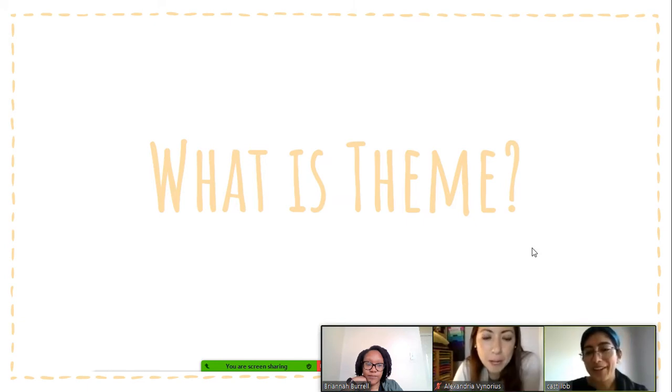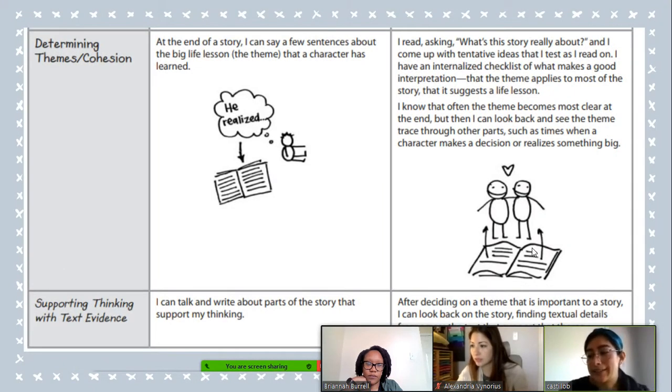Okay, now we're going to focus on theme. Theme is a very important skill that students will be doing during this unit. So in order to help our students, you can use the strands of narrative learning progressions.